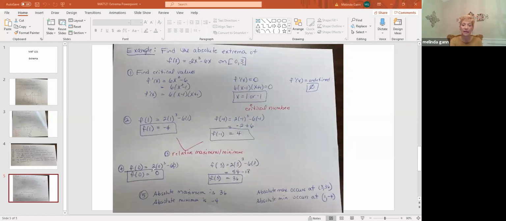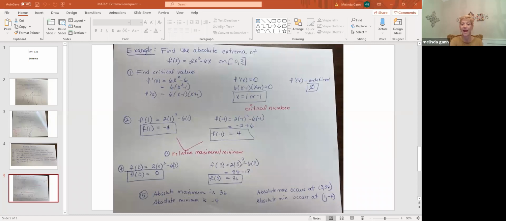All right, then step 4 says if you've got endpoints, substitute those in. So I substitute 0 in there and get 0, and I substitute 3 in there, and when I do, I get 36. All right. So now step 5, the last step, says look at all the y values. We'll see that's a y value, that's a y value, those are my relative extrema, and then these are my endpoints. So look at all my y values.